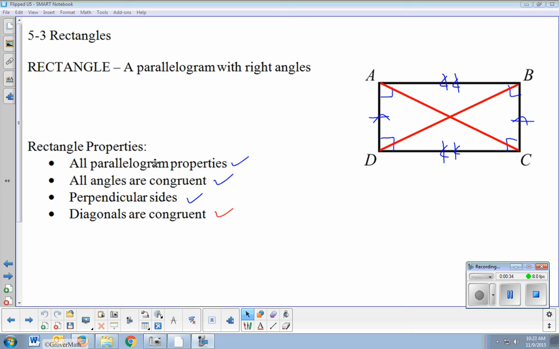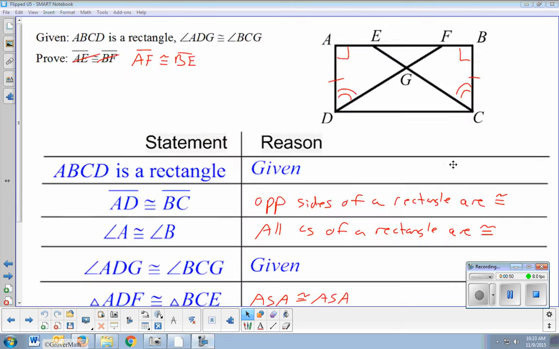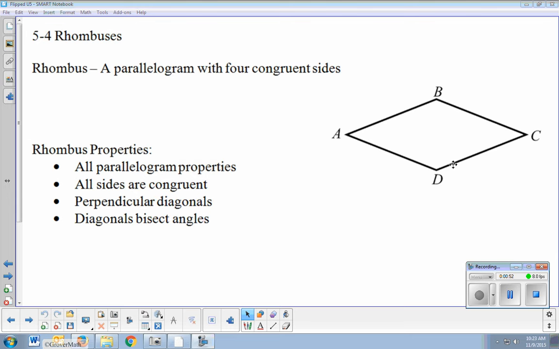It is a parallelogram, so it has all parallelogram properties such as opposite sides parallel, opposite sides congruent, opposite angles, diagonals bisect, all that good stuff. But it also is not just opposite, it's all angles congruent because it's four right angles, and perpendicular sides and diagonals are congruent. Well, today we're going to talk about the rhombus.